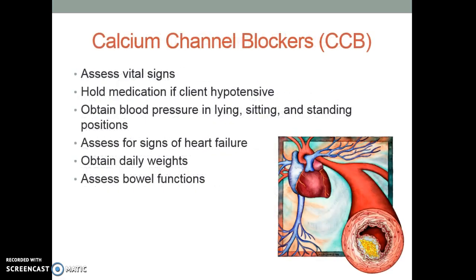With calcium channel blockers, you want to assess vital signs. If the client's hypertensive, hold the medication. Obtain the blood pressure in lying, sitting, and standing positions. Okay, watch for daily weights and assess bowel functions because there can be a risk of diarrhea versus constipation with calcium channel blockers.